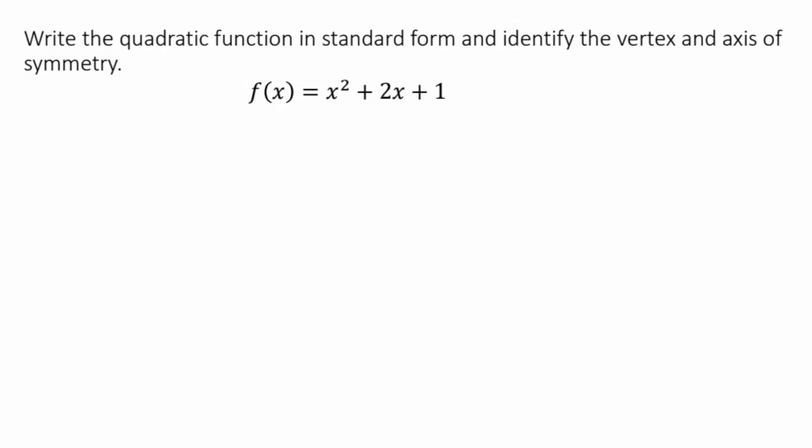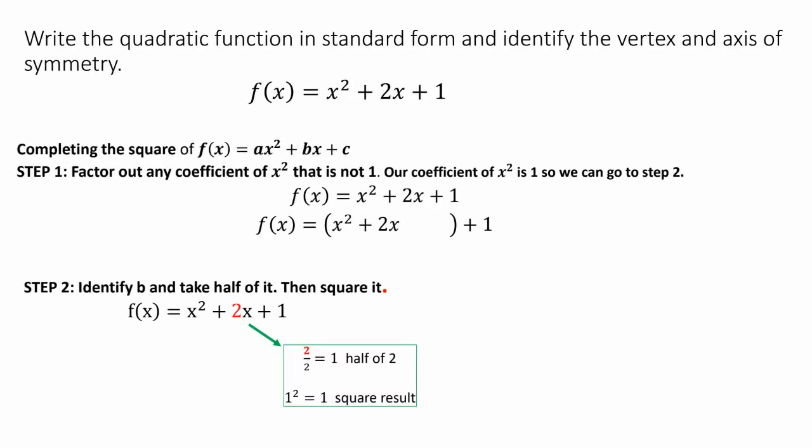You're going to have a question that says write the quadratic function in standard form and identify the vertex and axis of symmetry. So again, in general form, we really can't tell much about it other than we know that it has a y-intercept at 1, right? But as far as the vertex and axis of symmetry, we cannot see it in this form. So let's go ahead and complete the square.